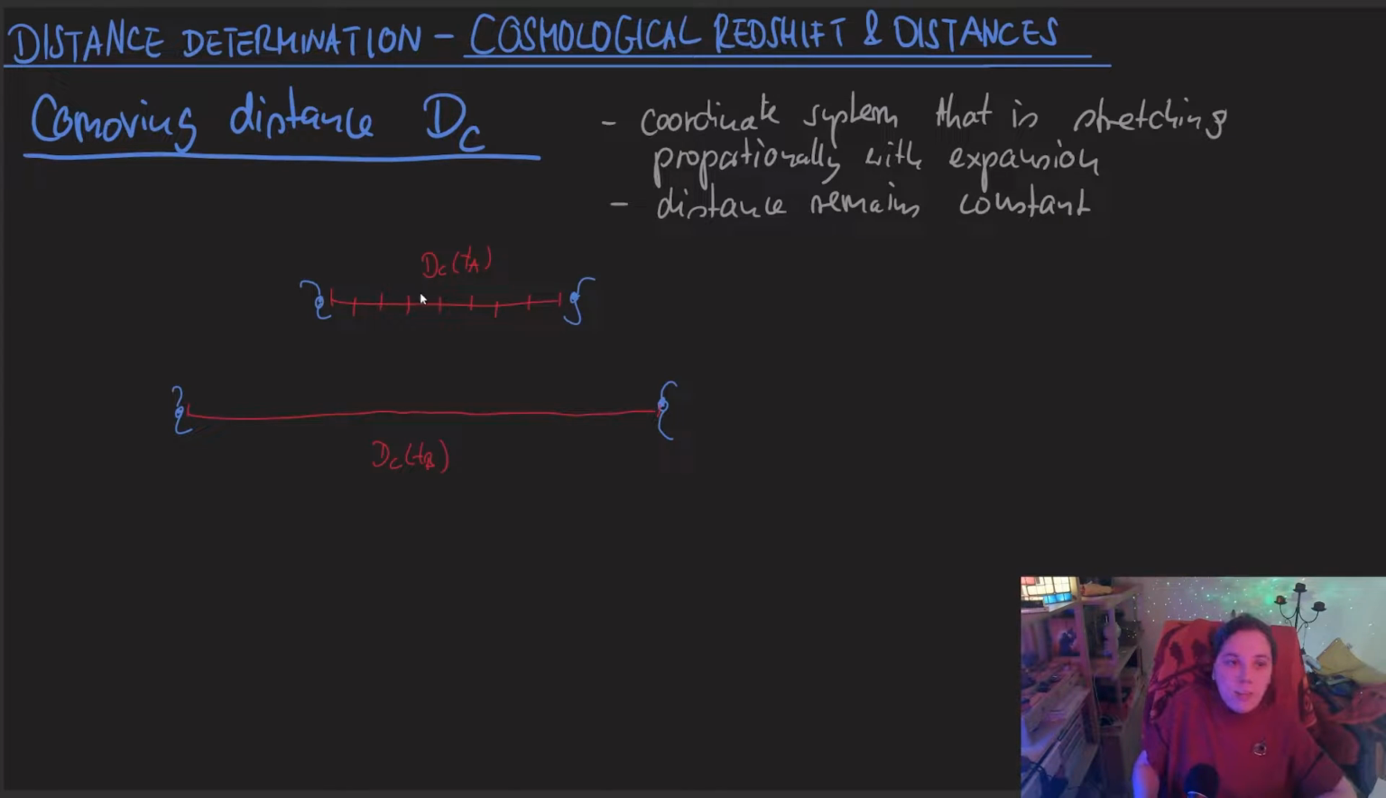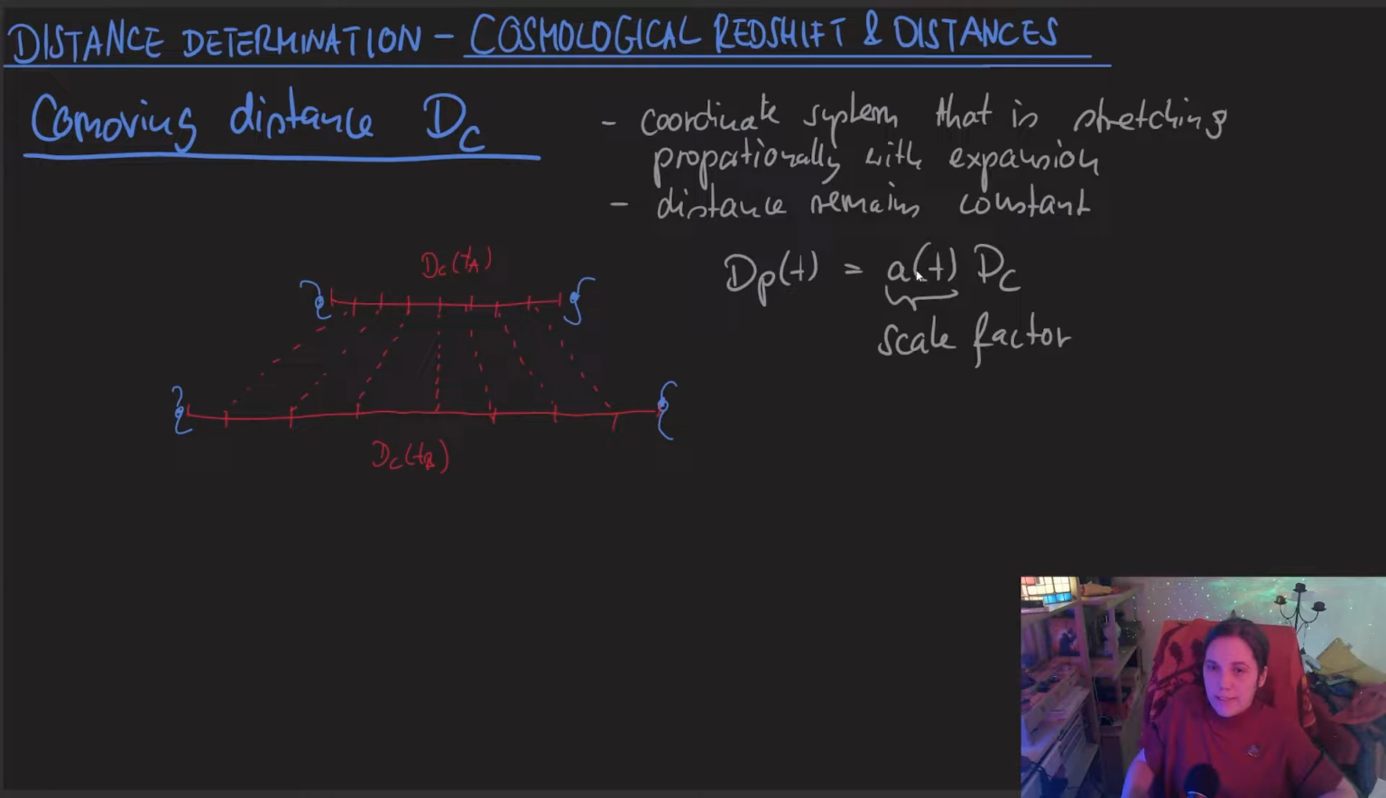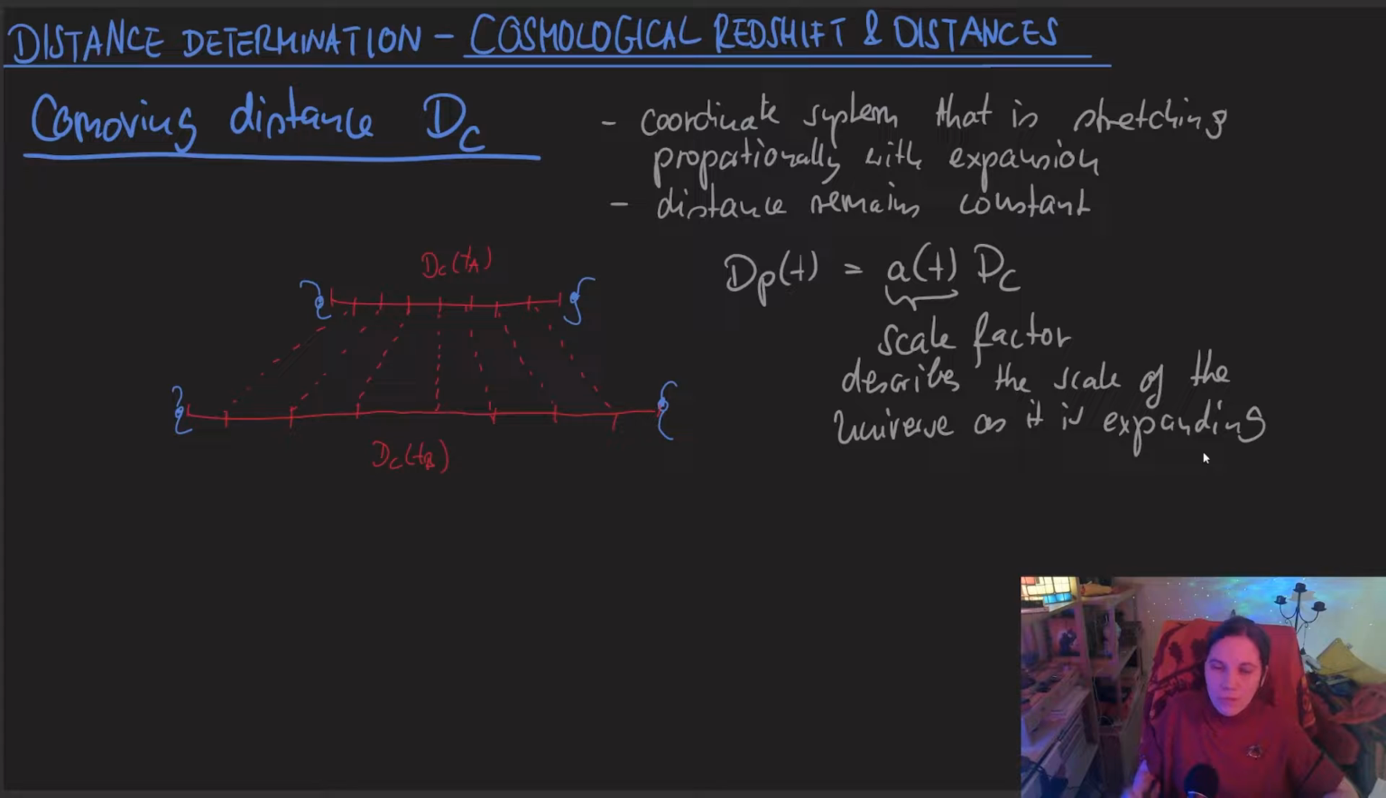But now the scale doesn't stay the same. So what we have here now, here and here and here and here. Okay, so we combine this, yes. So we have now a scale that is increasing with the expansion. And now we can add a scale factor. So we have now the proper distance at a certain time, and we add the scale factor multiplied with the comoving distance. We call it a scale factor, we notate it as A. And this describes the scale of the universe as it is expanding over time. That is the comoving distance.